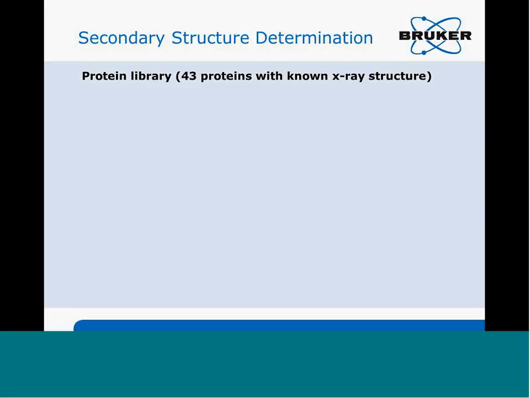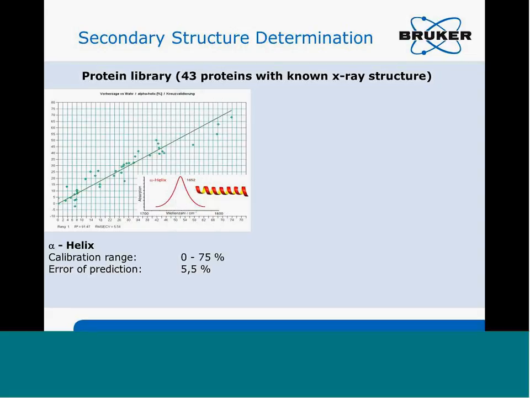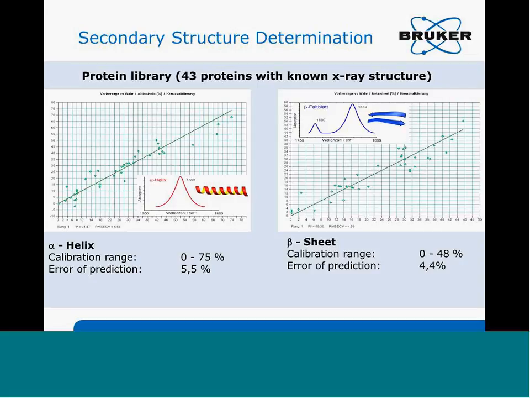I selected over 43 proteins with known secondary structure from X-ray analysis, and used partial least squares modeling to build a model for alpha helix and for beta sheet content. And you can see it here. It's shown on this slide. The range for alpha helix is 0 to 75%, and for the beta sheets 0 to 48%.